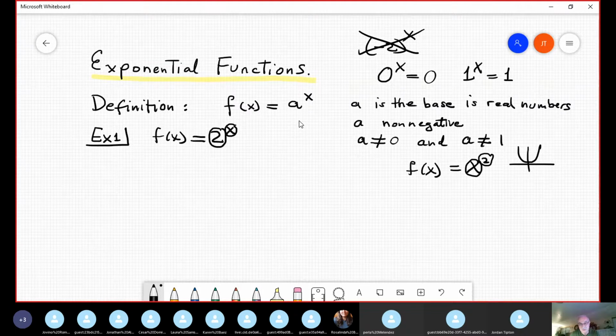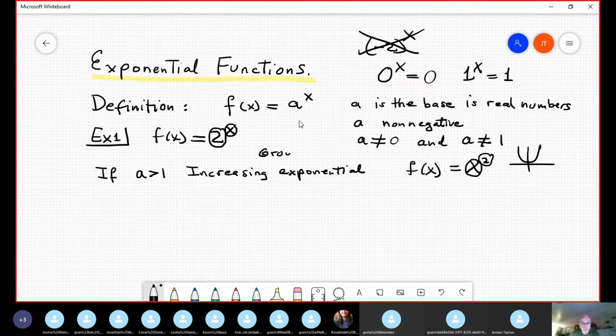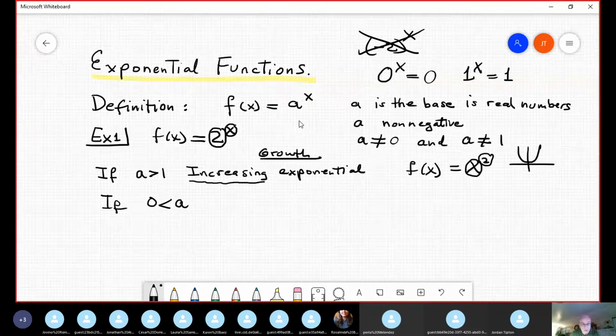Completely the behavior. Okay? For example, if the base, say, is a number greater than 1, like in this example, 2, 3, 4, 5, 1.5, because maybe it's possible to have a decimal or fraction, okay, but greater than 1 is increasing. Increasing exponential. And some books call it exponential growth. Like a growth. Because it's increasing.